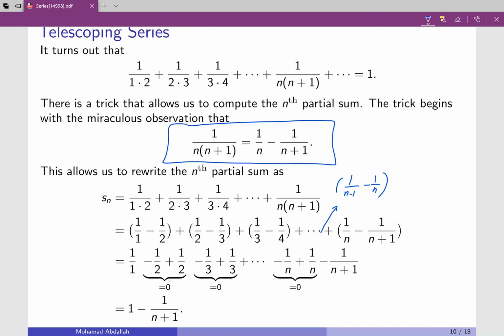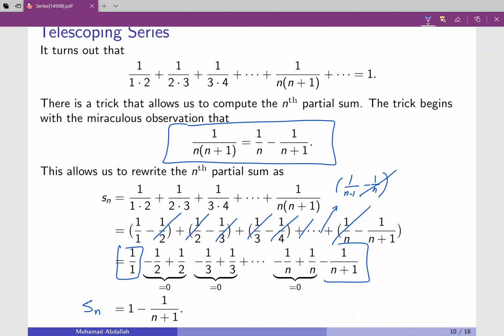Now I want you to note something. Look, minus 1 half cancels with 1 half. Minus 1/3 cancels with 1/3. Minus 1/4 cancels with the 1/4 that will come here. The minus 1 over n that comes before this is going to cancel with this. So everything is going to cancel except this guy and this guy. So this is my answer. This is Sn, the nth partial sum.